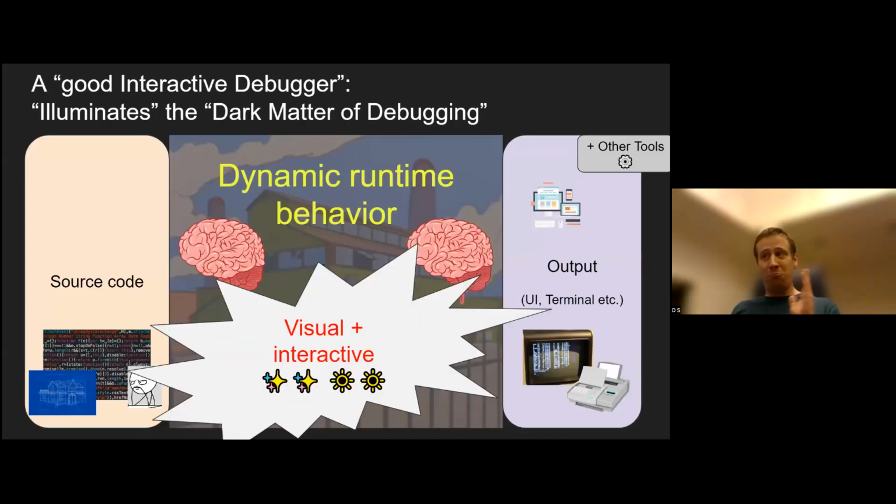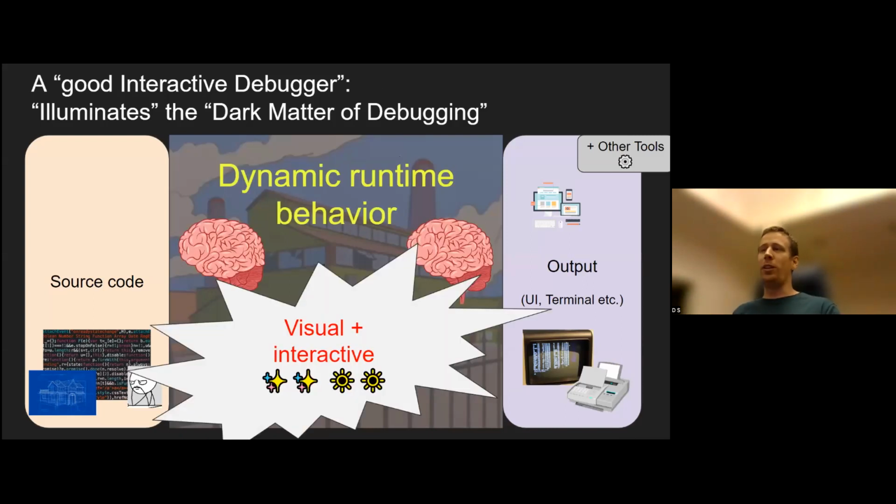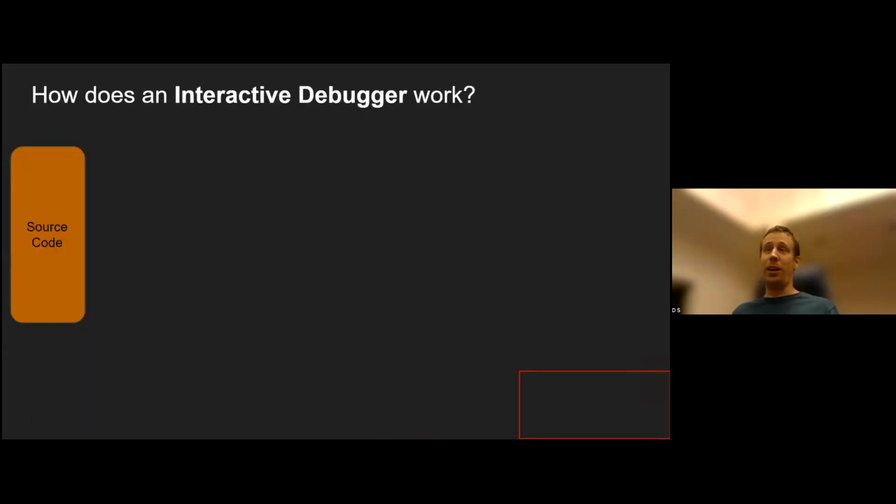So what I think we want to do is that we have this dark matter of debugging, and what we really need to do in order to improve this whole situation is to make it maybe a little bit more visual and interactive. That's it. That's really the main thing that I think needs to be happening. And how would that work?